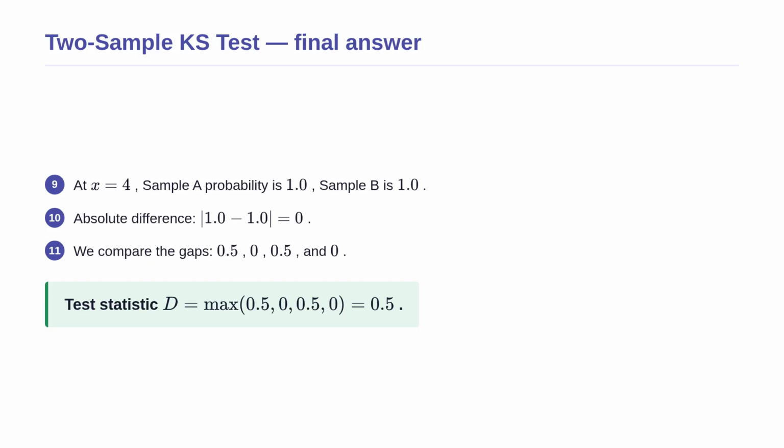Reviewing all our vertical gaps, we have 0.5, 0, 0.5 and 0. The absolute largest number is 0.5. This is our two-sample test statistic. It tells us the maximum vertical distance between the two empirical step functions is half the total probability.